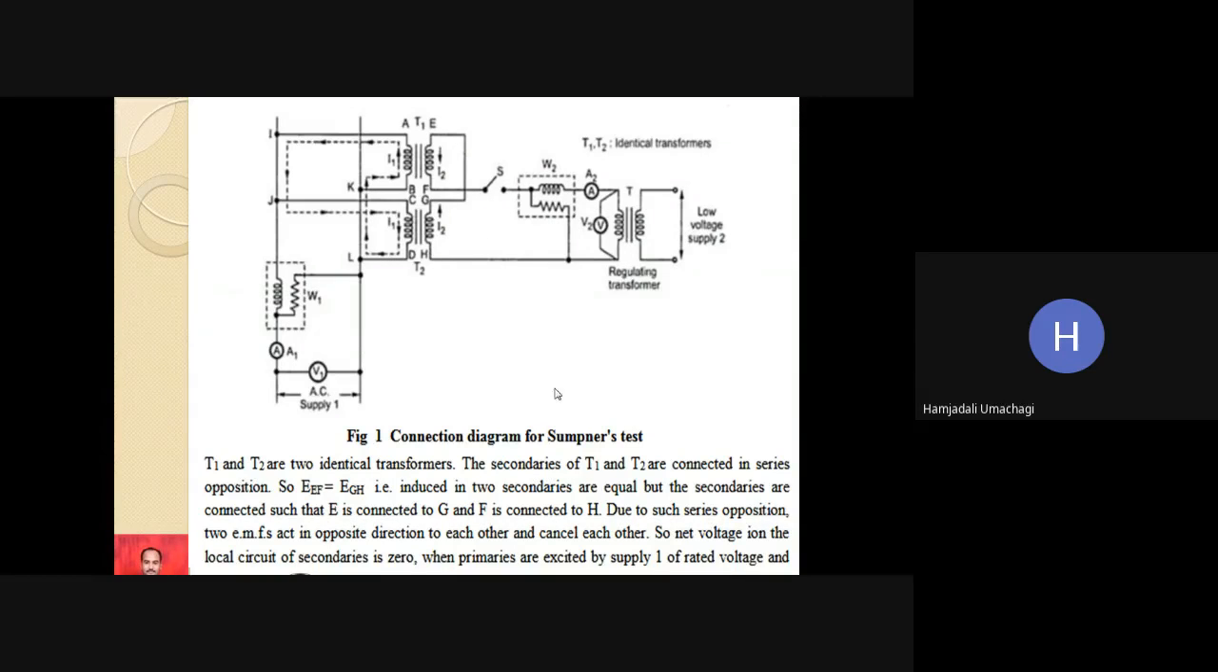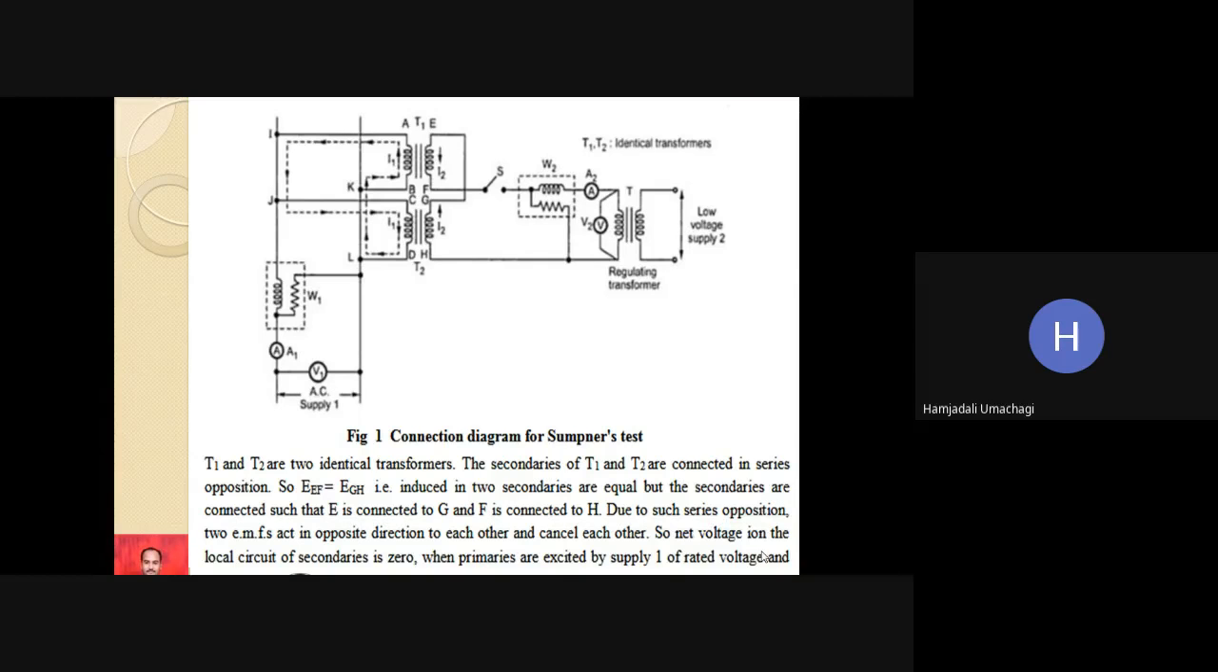So the net voltage in the local circuit of the secondaries is 0, and no current will flow through the loop here. The primaries are excited by supply 1. These are some precautions you have to take before conducting the experiment, and this experiment is part of your syllabus in the laboratory.